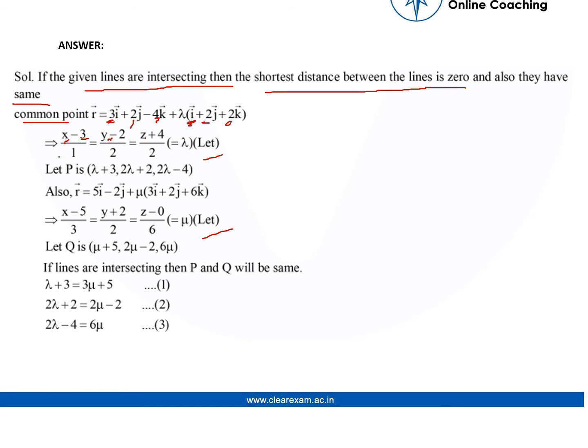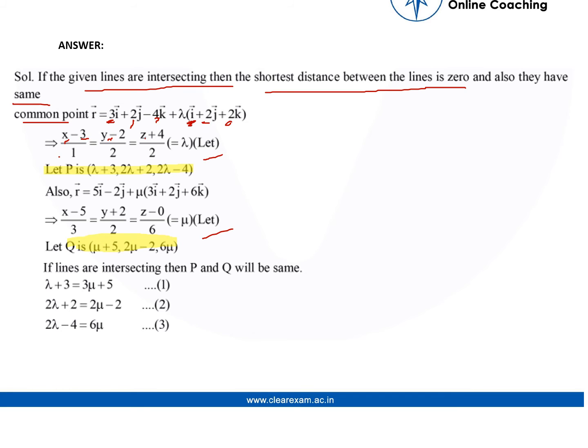So the point P will be this. So we are equating it. Point P is this. One by one we will equate it to lambda. Similarly, we will do it for this r vector also. So point Q will be this.